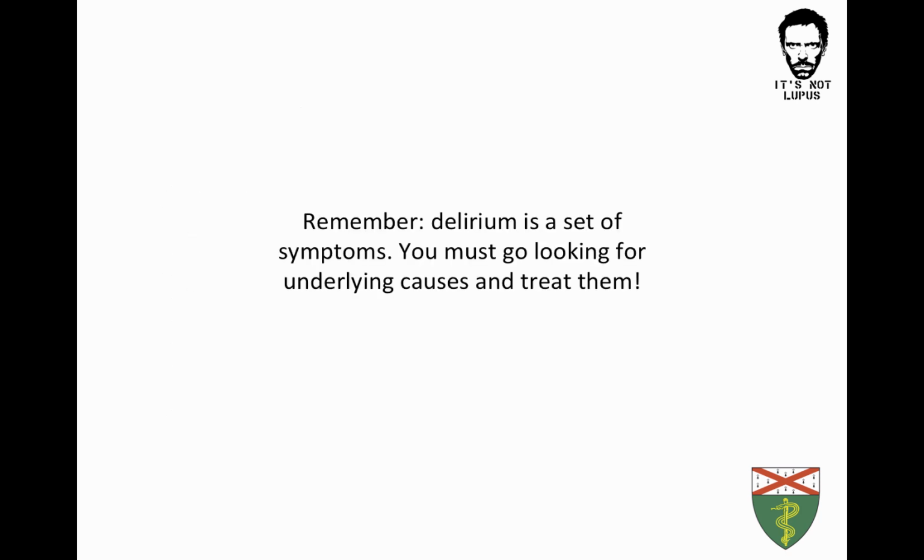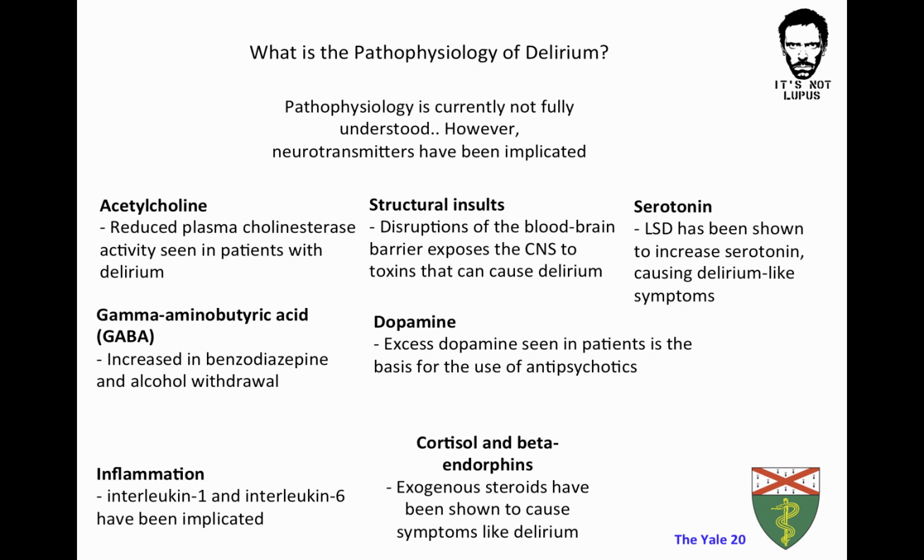Remember, delirium is a set of symptoms. You must go looking for the underlying causes and treat those. It bears repeating that the manifestation of delirium is a result of an underlying insult. However, there are hypotheses for the pathophysiology, but they're not fully understood. Here are several. Some include excess dopamine, GABA, and serotonin. It may also be a result of structural insults to the blood-brain barrier, or issues with inflammation or excess cortisol.